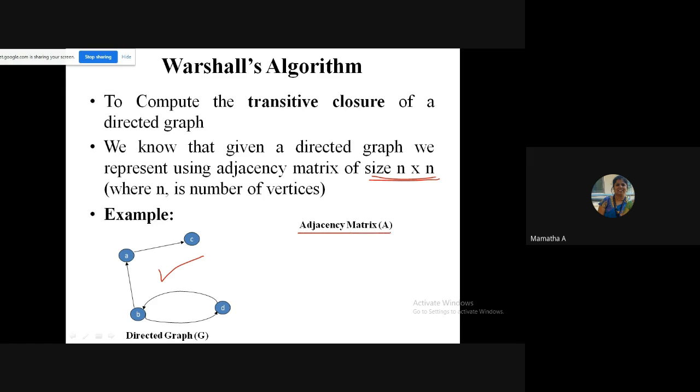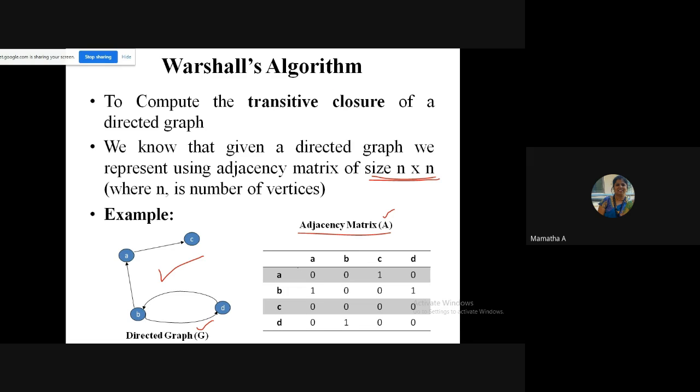So I have used the symbol A. Here I use the symbol G. So G is a common symbol for graph. Okay. And A is a common symbol for the adjacency matrix. It is 4 cross 4. You can observe the columns and the rows. Just observe they are named with the vertices.